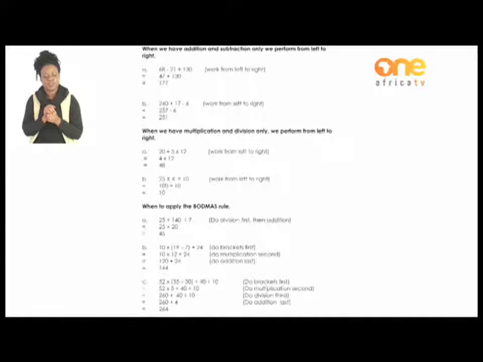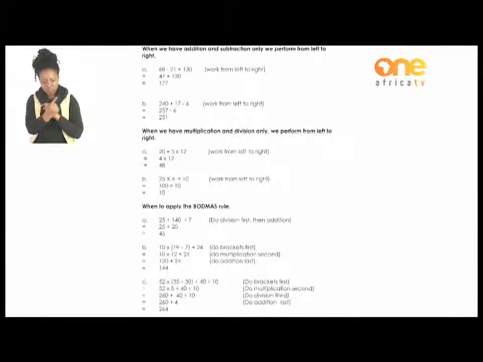We see the division is first, so that one we will do first. So we will first do 20 divided by 5. And we say 20 divided by 5 equals 4. And then we times 12. 4 times 12 equals 48. We will also see one thing, boys and girls: we do each sum of the BODMAS separately.